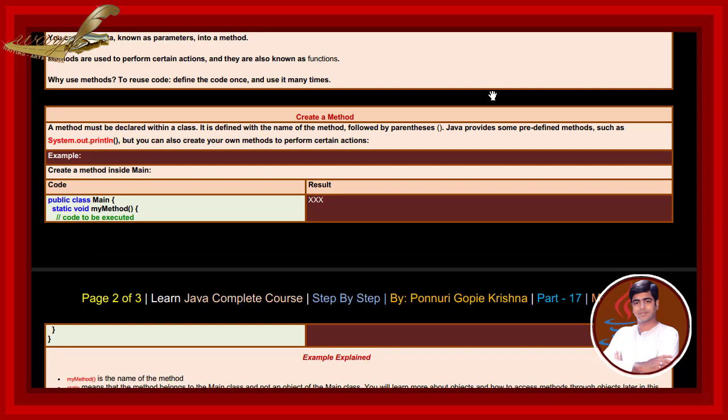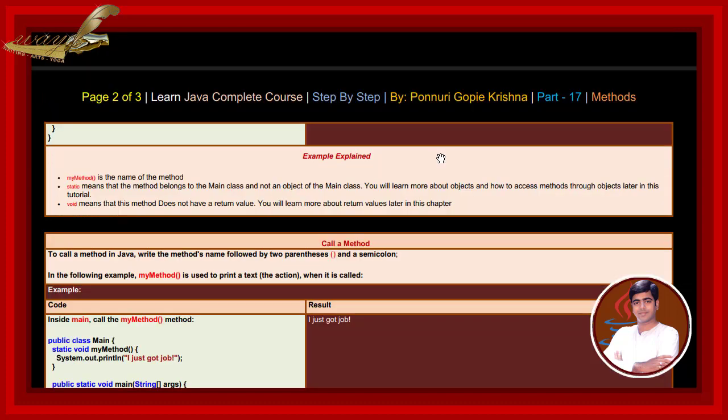Create a method. A method must be declared within a class. It is defined with the name of the method followed by parentheses. Java provides some predefined methods, such as System.out.println, but you can also create your own methods to perform certain actions. See here, code to execute it. See, this is the code. myMethod is the name of the method.